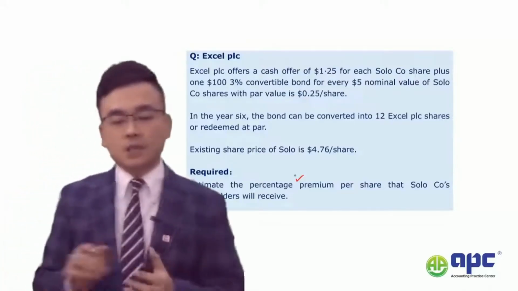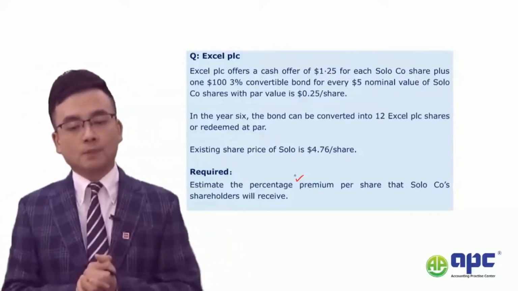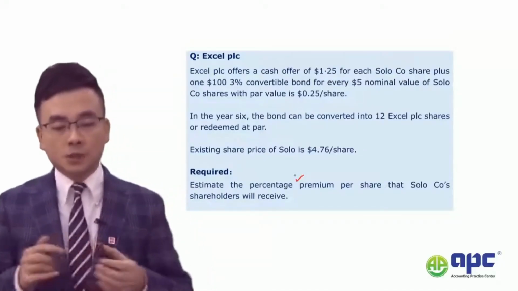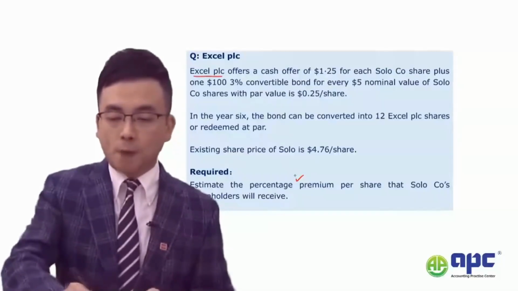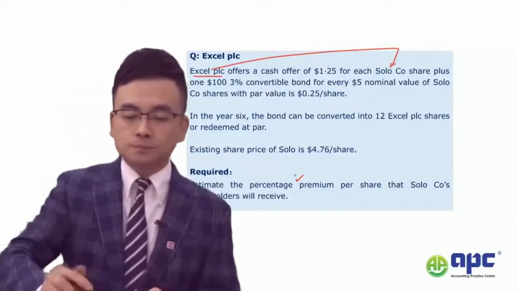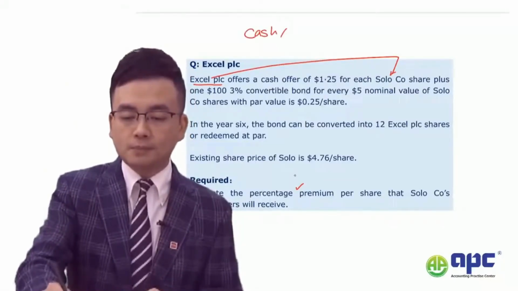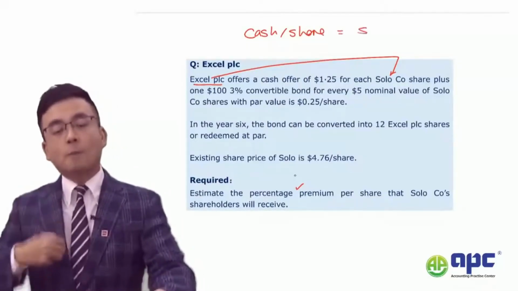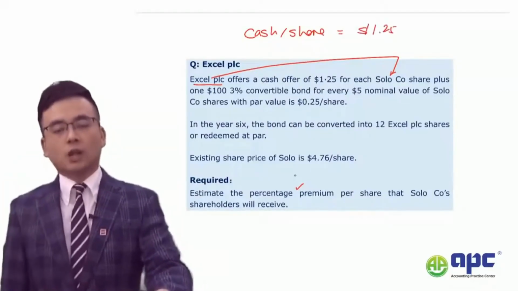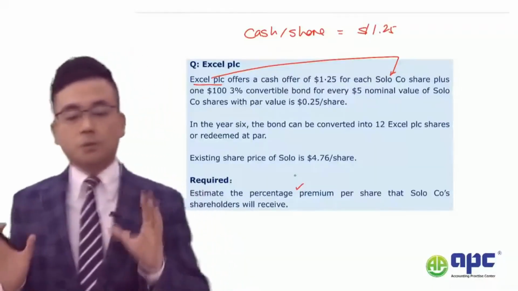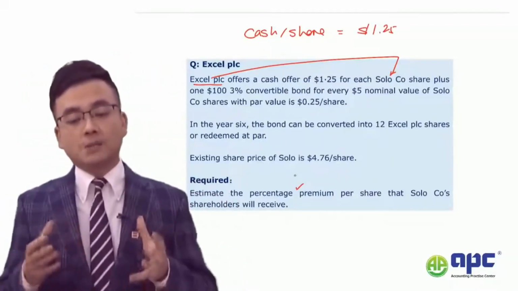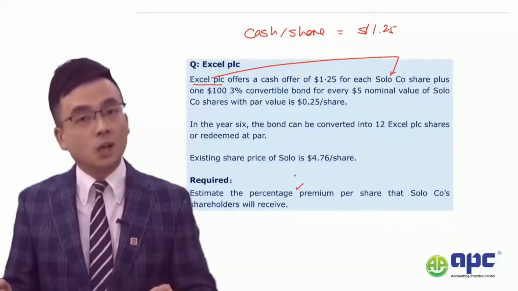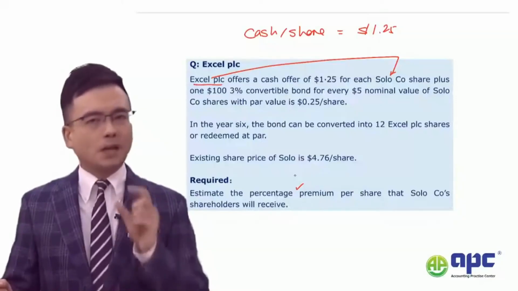Now, Excel PLC offers a cash offer of 1.25 for each Solo share. All right, so which means that Excel PLC is going to buy Solo PLC. Now, the cash per share would be 1.25. So this means that Excel will pay 1.25 to the Solo shareholders. Now plus a $100 3% convertible bond for every $5 nominal value of Solo company shares, where the par value is 0.25. Now, a bit complicated there.